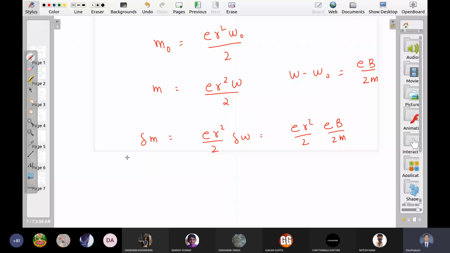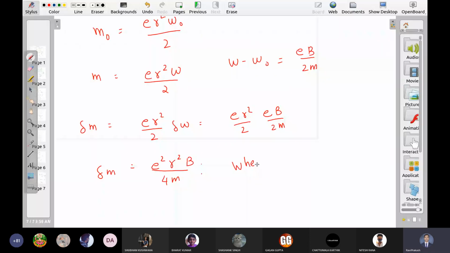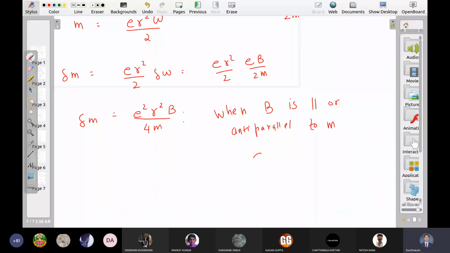But we still have one problem. This is the answer when B is parallel or anti-parallel to M. Means the orbit is perpendicular to the magnetic field.